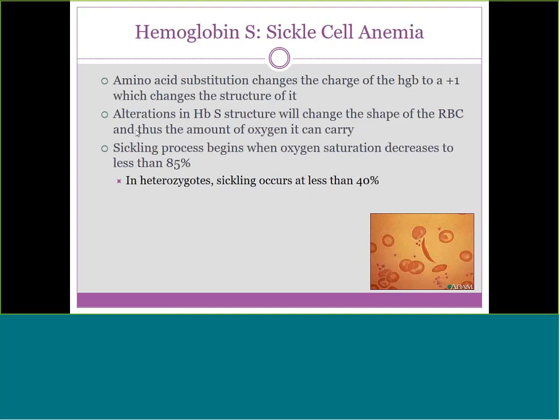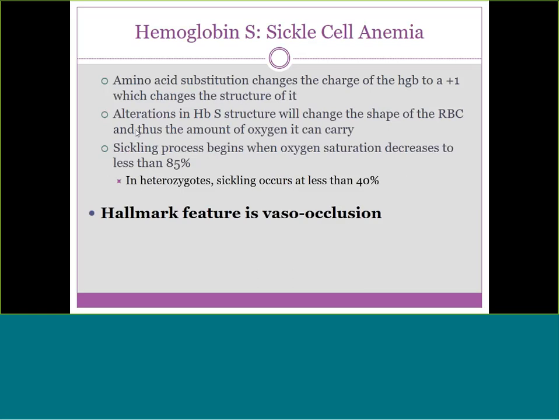So the sickle cell will occur when your oxygen saturation on that hemoglobin molecule drops to less than 85%. So if they're carrying less than 85% full capacity oxygen, the cell will begin to sickle in shape and get those crescent moon pointy ends. It doesn't have to be always less than 85%. The number will vary depending on if it's homozygous, heterozygous, that kind of thing. So that is how the sickle cell part of it comes into play.